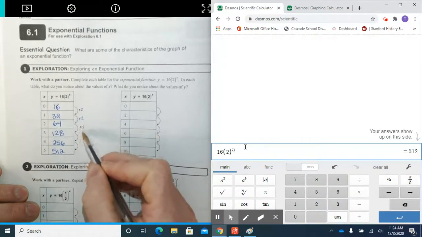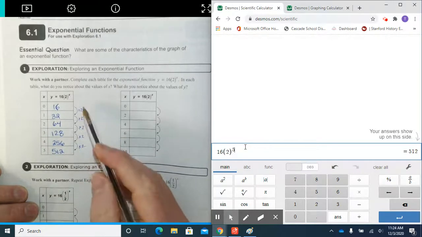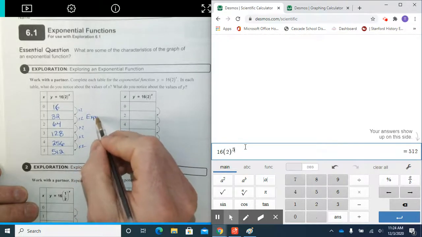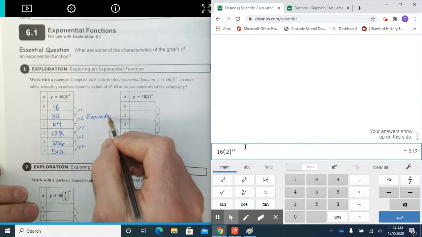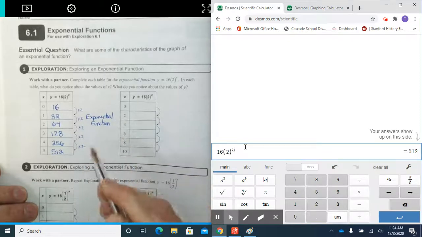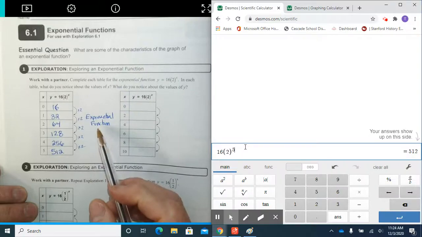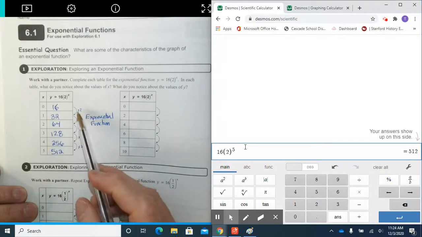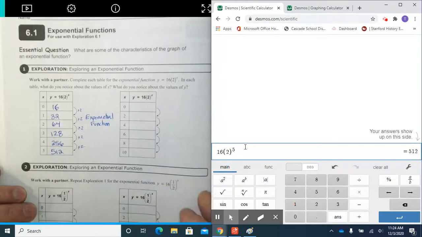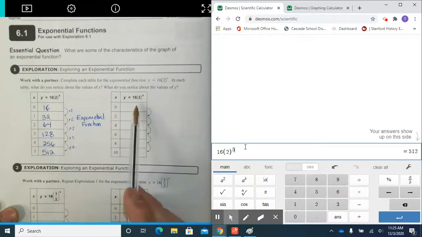Times 2. Now, if my difference rate is multiplication by a consistent number, then I have an exponential function. If it's multiplied by anything greater than 1, it's going to be exponential growth. If it's multiplied by anything less than 1, I'm going to get exponential decay. All right. Now, same problems.